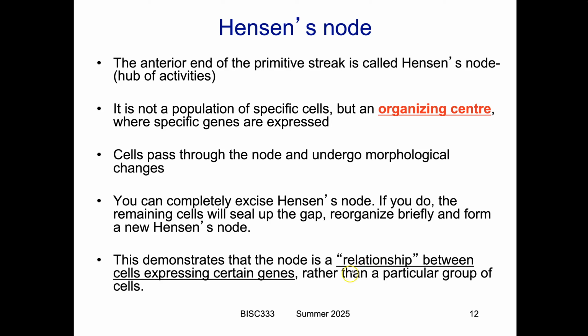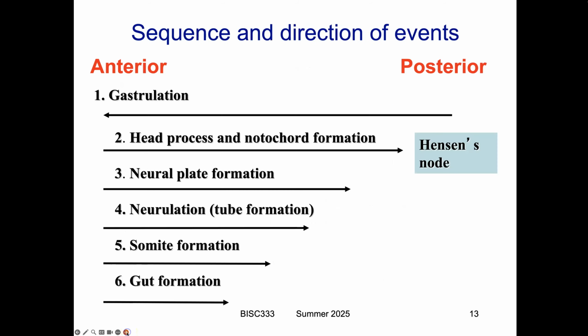So it means that the node is more like a relationship between cells that are expressing certain genes, and there's signaling that takes place that induces the cells next door to start expressing those genes while the ones behind stop. And so it's like this little wave. Think of how they used to do in stadiums, the wave, where the people are standing up and throwing their arms up, and then they sit down, and you can see that wave kind of going around. The Hensen's node is kind of like that.